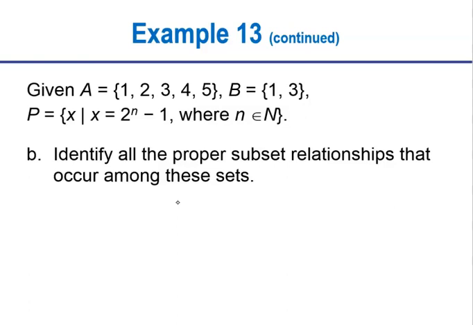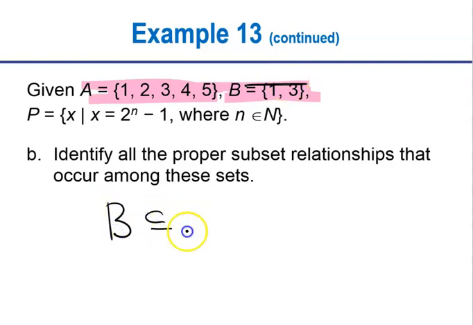Let's talk about it. Let's look at B. Set B, {1, 3}, and set A, {1, 2, 3, 4, 5}. Notice how all the elements in B are included in A. That means B is a subset of A. But because there are elements that are in A that are not in B, for instance, 2, 4, and 5, that also means B is a proper subset of A.